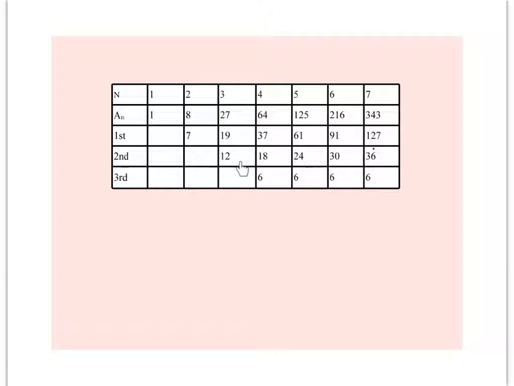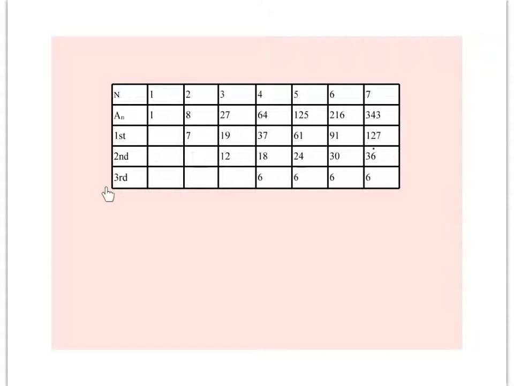My second differences: now I'm going to subtract 19 minus 7, I get 12. 37 minus 19, I get 18. 61 minus 37, I get 24, etc. My third differences: I'm going to subtract 18 minus 12, I get 6. 24 minus 18, I get 6. 30 minus 24, I get 6, etc.